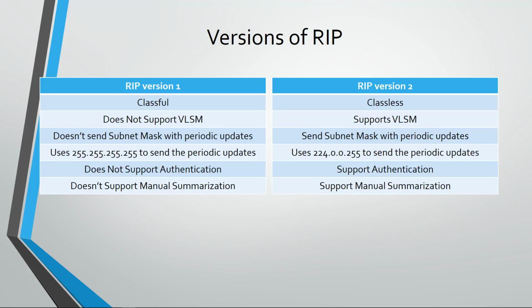It sends the subnet mask with periodic updates, and instead of using broadcast, it uses multicast, which is 224.0.0.255, to send periodic updates. It supports authentication, in which you could put a password on the routers in order for them to participate in the routing updates. And it supports manual summarization.